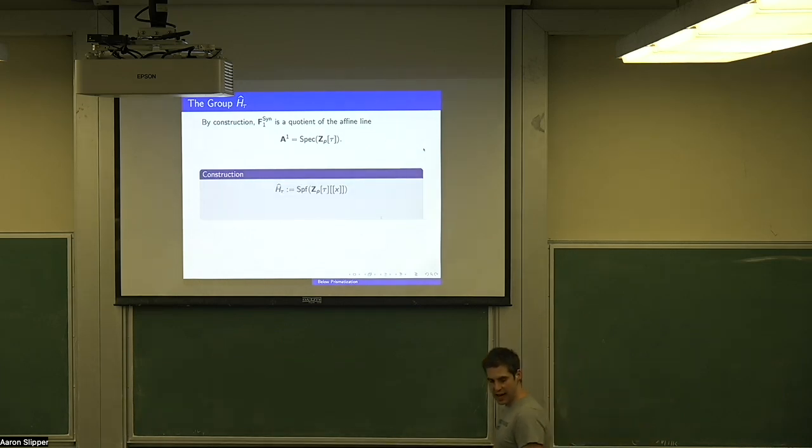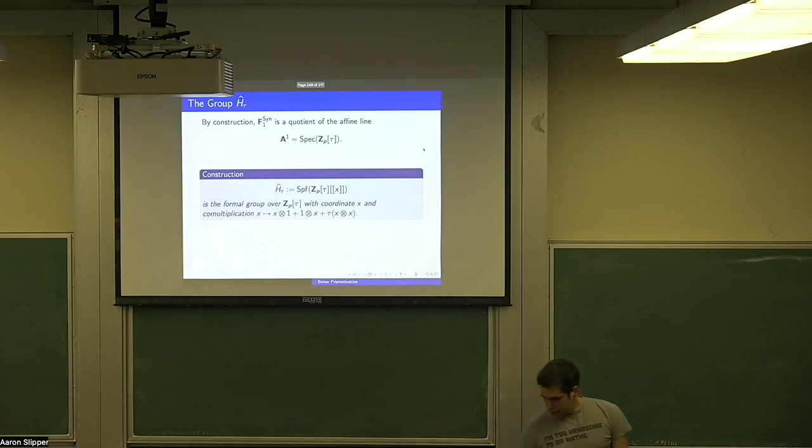I'm going to call it H hat sub tau to remind you it depends on a parameter tau. And so as a formal scheme, it's just the formal affine line, meaning it's the formal spectrum of what you get by adjoining one variable that I'm going to call x. And to make that a group, I have to tell you what the co-multiplication is. And the group law is given by x goes to x tensor 1 plus 1 tensor x plus tau times x tensor x.